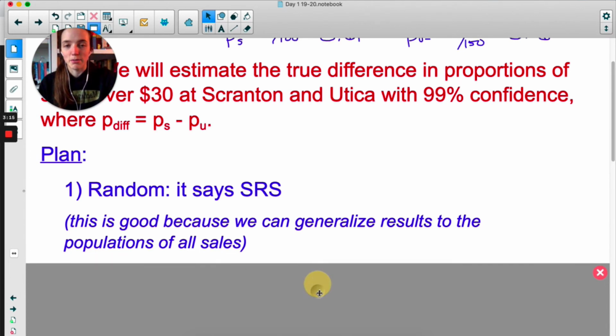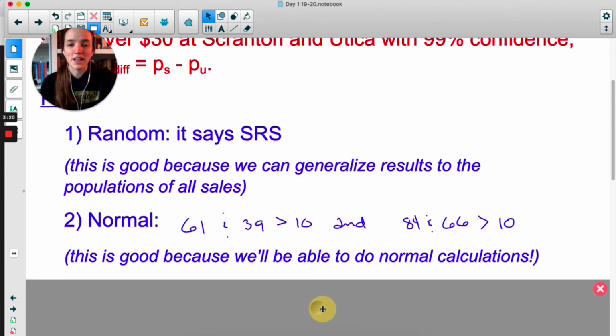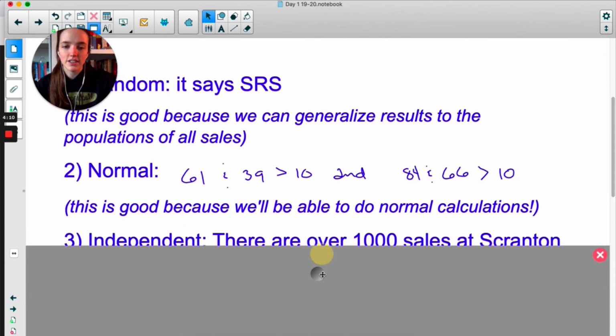Okay, now the next one I'm going to check is normal. For normal, I know it's a pain, but we have to check np and n(1 minus p) for both populations. Now you can see here I'm using p hat 1 and p hat 2. That's fine. In this scenario, David Wallace doesn't actually know the true proportions, otherwise why would he be doing this confidence interval? So I'm using p hat 1 and p hat 2. All of those well over 10. And this is good because we'll be able to do all of our normal calculations involving z-scores, normal CDF, all of that. The last condition is independence.